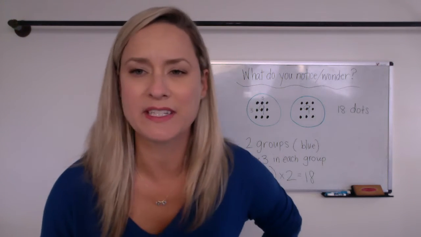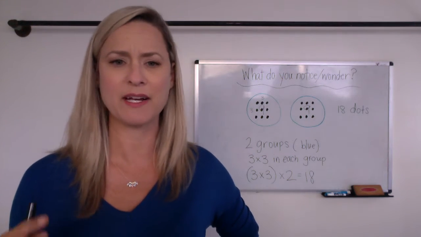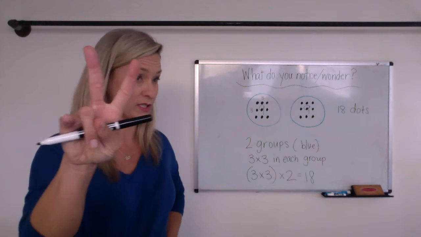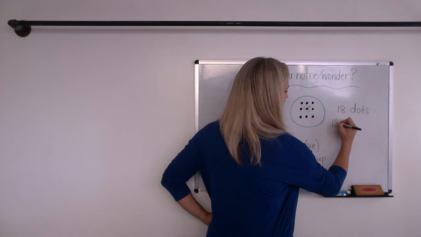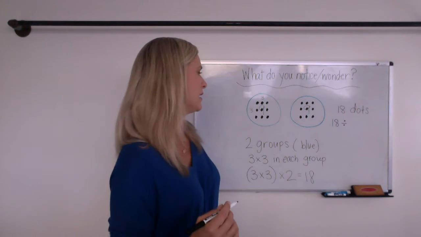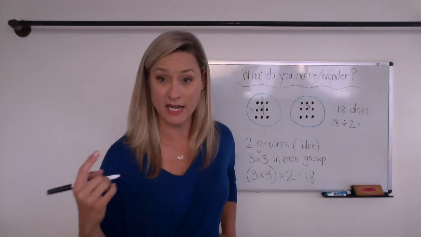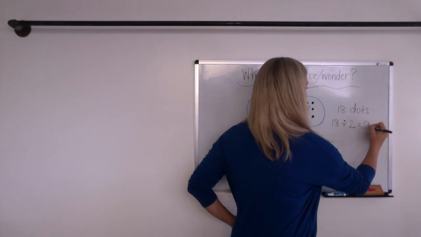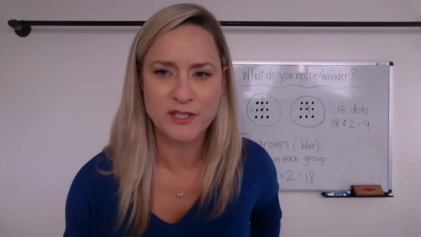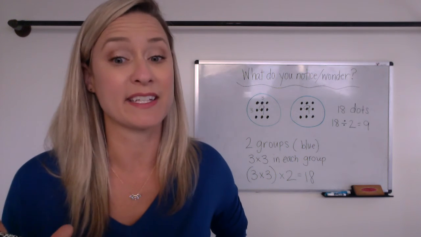And maybe you even said, well, this is not just multiplication, this is actually division too. Did anybody think about that? So we've got 18 dots split into two groups. So 18 dots shared equally, so I'm going to use my division symbol, between two groups. And that makes 9 dots in each group. All right, cool. I'm wondering what else you may have noticed. I bet there's lots of other stuff, but those are my guesses for right now.